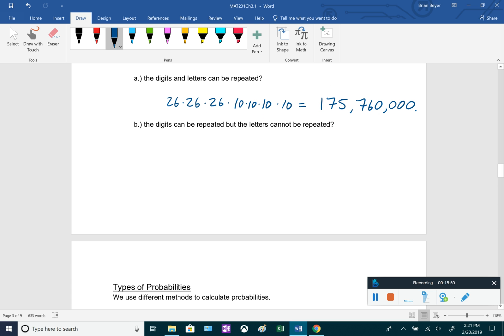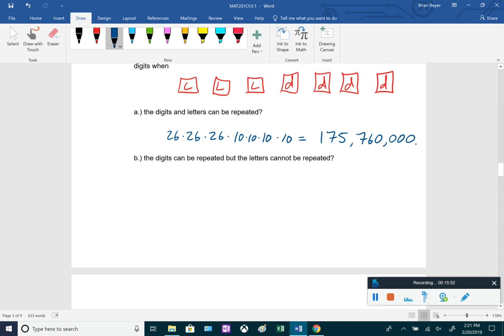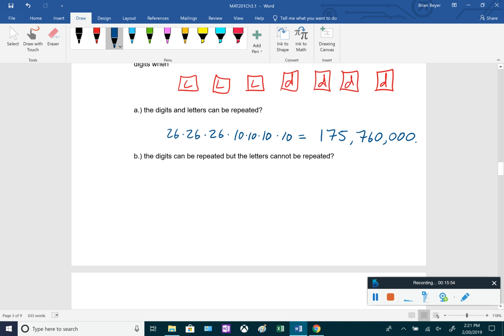Okay, and then for B, the digits can be repeated, but the letters cannot be repeated. So for the first one, we have letter, letter, letter. We have 26 options for the first one, but the letters cannot be repeated, so that means we only have 25 for the second one and 24 for the third one.